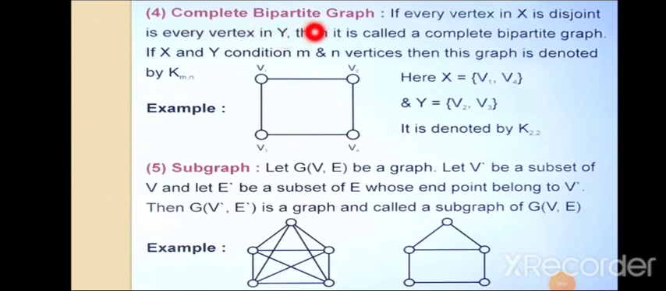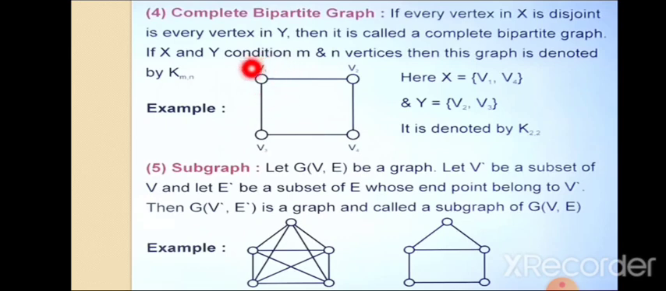Next is complete bipartite graph. If every vertex in X is adjacent to every vertex in Y, then it is called a complete bipartite graph. If X and Y contain m and n vertices, then this graph is denoted by K m,n.